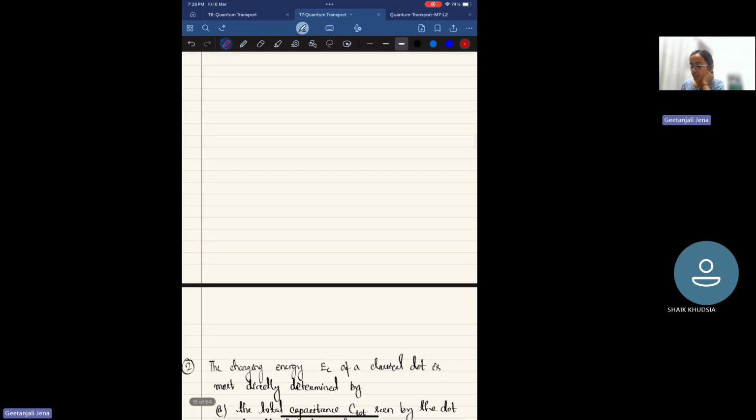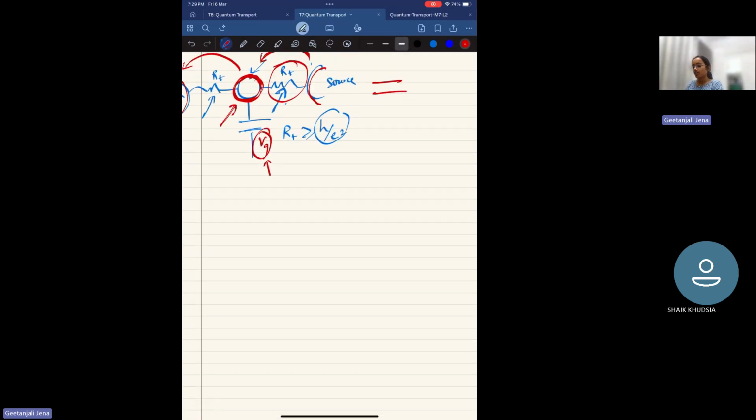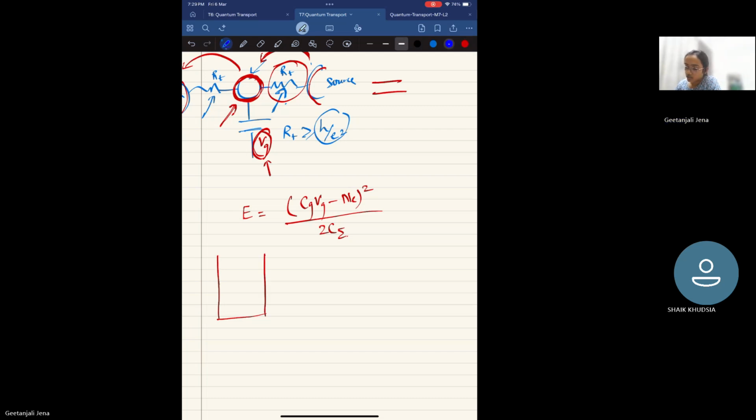What happens when we apply gate voltage? Okay. So when we apply gate voltage, what will happen? If you recall the electrostatic energy, it is given by CgVg minus Ne squared by 2C sigma. So what this gate voltage will do to this quantum dot? They have energy levels, right? Let's say the energy levels are like this. Here we have an n state, here we have an n plus 1 state, n plus 2 state, n plus 3 state.